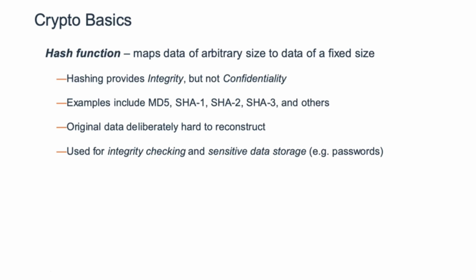So let's say you take a file, you create a hash of that file, and then if that file is modified, let's say maliciously, and you take another hash of that file, the hash of the modified file will be very different from the original hash. So that way we can have a small checksum that verifies integrity of a huge data block. Hash functions are used for integrity checking, and they're also sometimes used for sensitive data storage, such as passwords, and we'll talk a little bit about that.